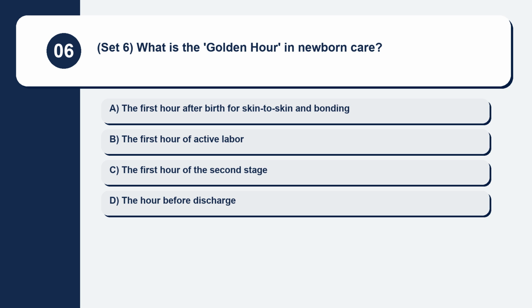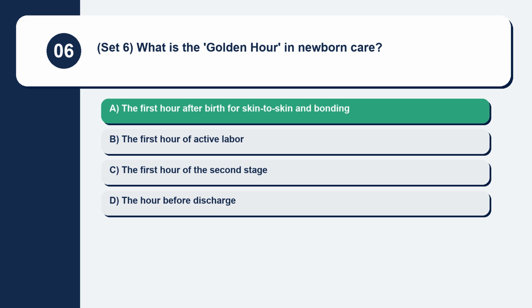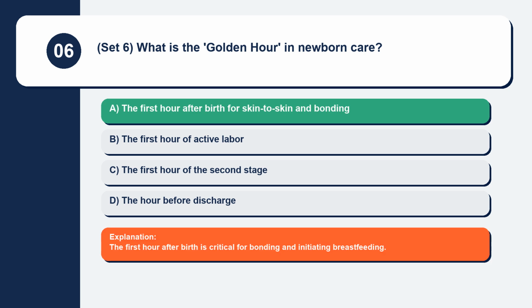Question 6, Set 6. What is the golden hour in newborn care? The first hour after birth for skin-to-skin and bonding, the first hour of active labor, the first hour of the second stage, the hour before discharge. The first hour after birth is critical for bonding and initiating breastfeeding.